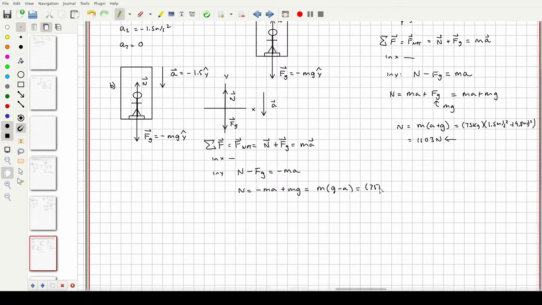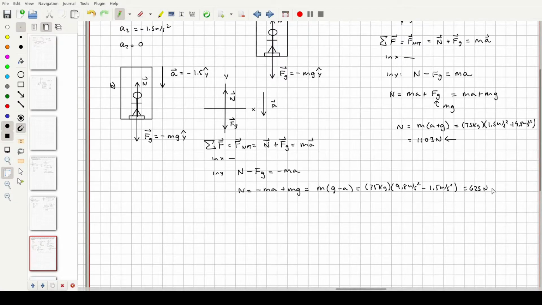That is 75 kilograms times 9.8 meters per second squared minus 1.5 meters per second squared. So when you work this one, it's 622.5, about 623.